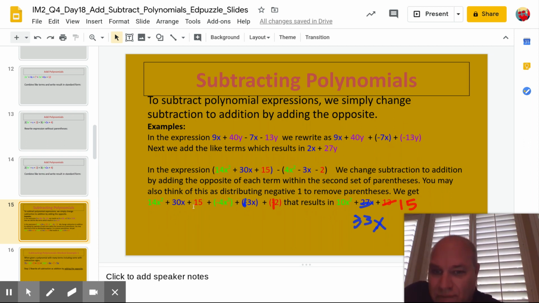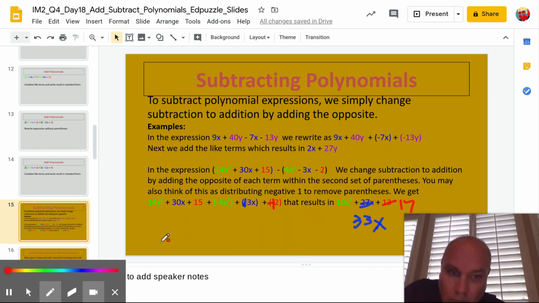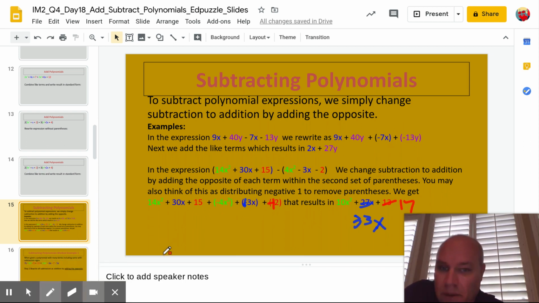And then 15 plus 2 is 17. Made another mistake. So it should be 17. So we end up getting 10x squared plus 33x plus 17. My coffee hasn't kicked in this morning, obviously.